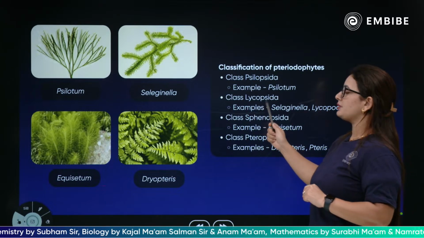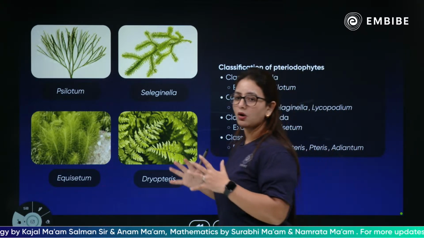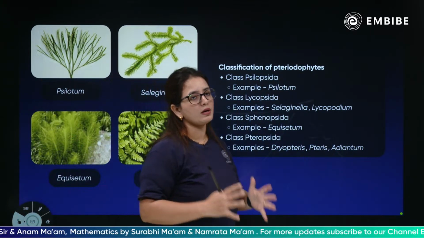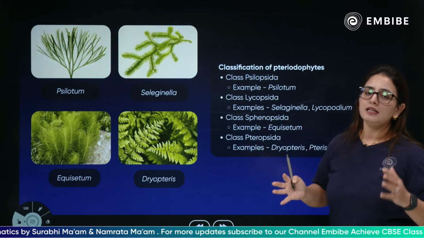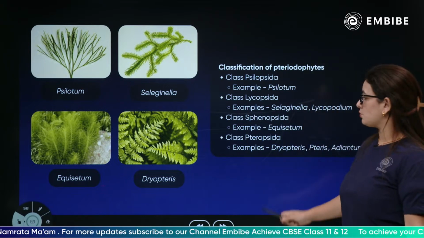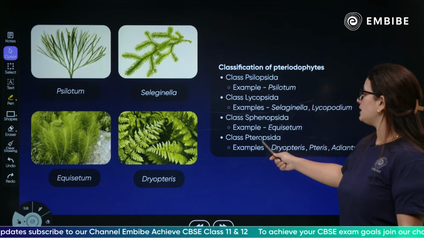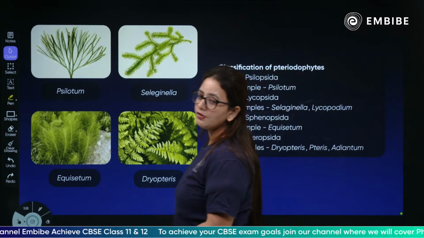Next we have Lycopsida, and a very famous example of the Lycopsida, of course not family, class, is Selaginella and Lycopodium. These are very important members of the class Lycopsida. There is another class called Sphenopsida, and a very famous member of it is Equisetum. Yes, Equisetum, and we have the Pteropsida, and Dryopteris, Pteris and Adiantum are examples of Pteropsida.